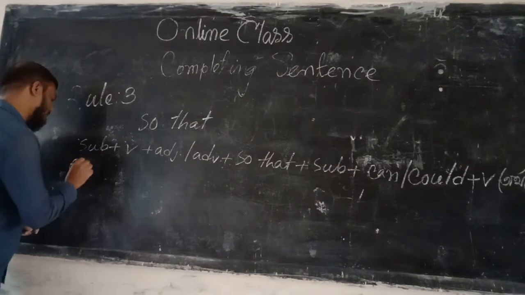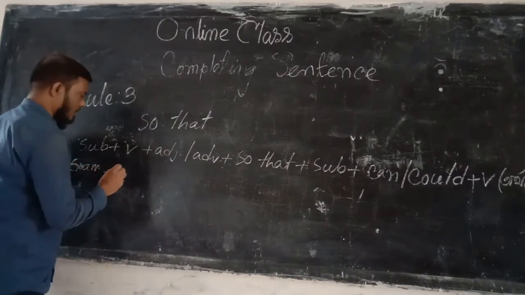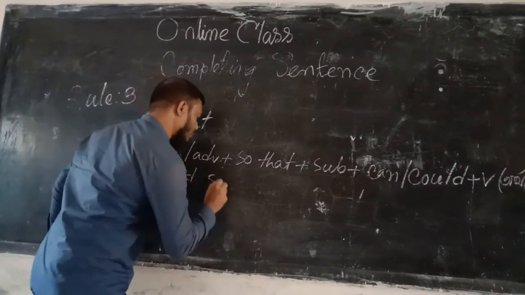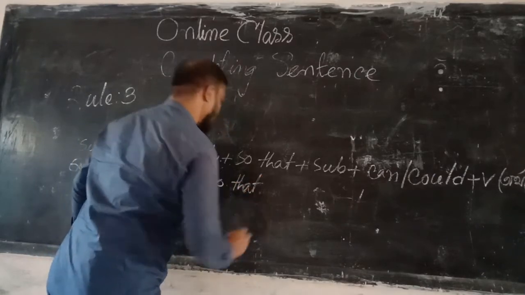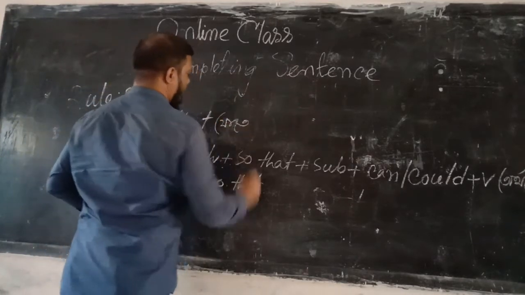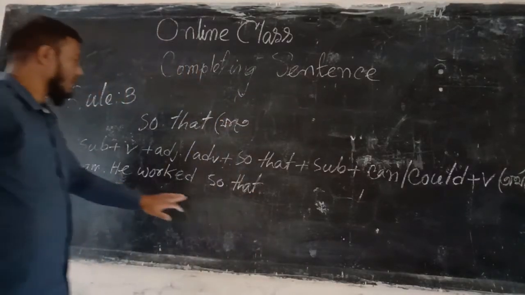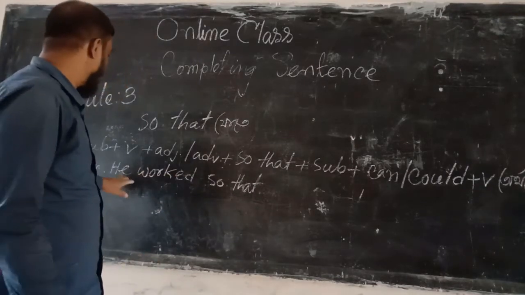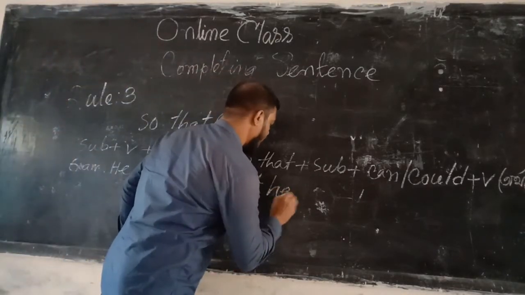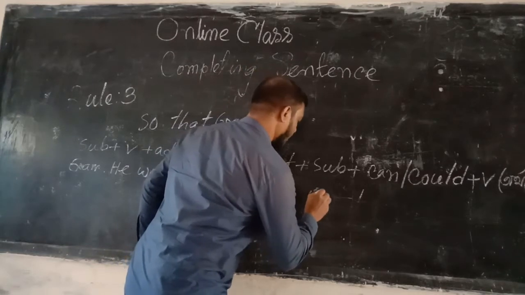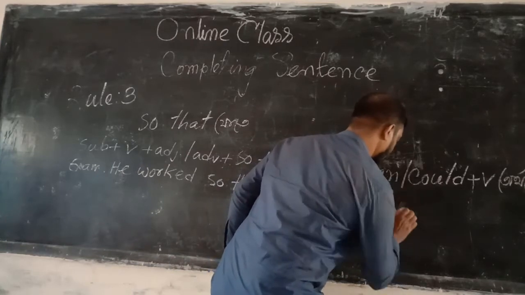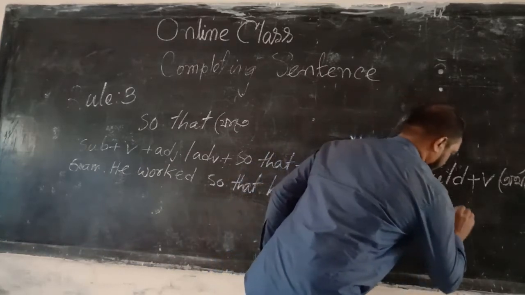Suppose, for example, he worked hard so that. The meaning of "so that" is "jate". Example: he worked hard so that, that means the meaning is he worked hard, "so that" means "jate", then the subject according to the structure, he could prosper in life.